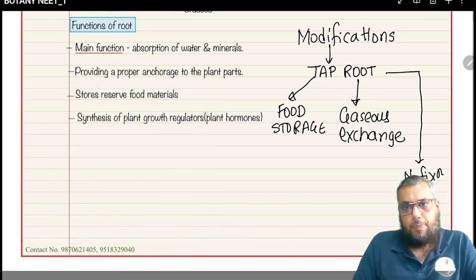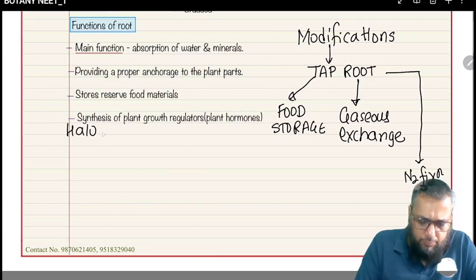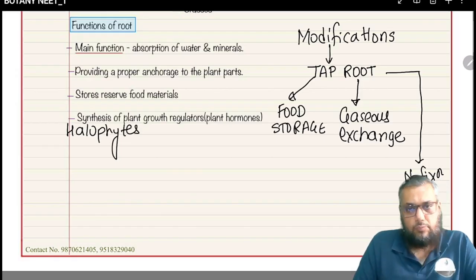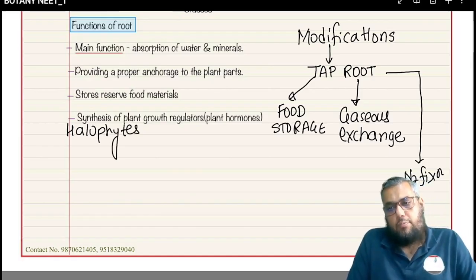Other than that, if the modification is for gaseous exchange, then this modification is seen in plants which are called halophytes. Okay, halophytes are those plants which grow in salty, marshy conditions. So the plants that grow in salty, marshy conditions, we call such plants halophytes.